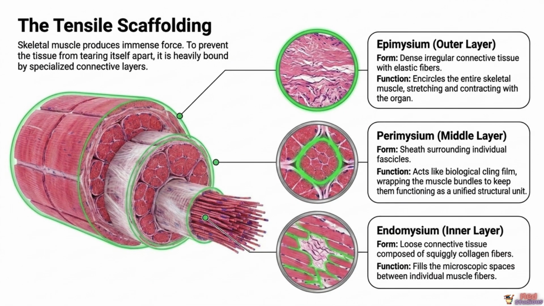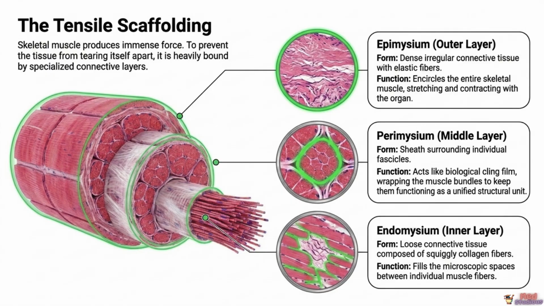Because skeletal muscle generates such incredible, violent pulling force, it requires heavy-duty tensile scaffolding. If the muscle wasn't bound tightly together, it would literally rip itself apart during a heavy lift. This scaffolding consists of three distinct connective tissue layers. First, the epimysium. This is the tough outer layer made of dense, irregular connective tissue mixed with elastic fibers. It completely encircles the entire whole muscle organ, stretching and recoiling as you move.